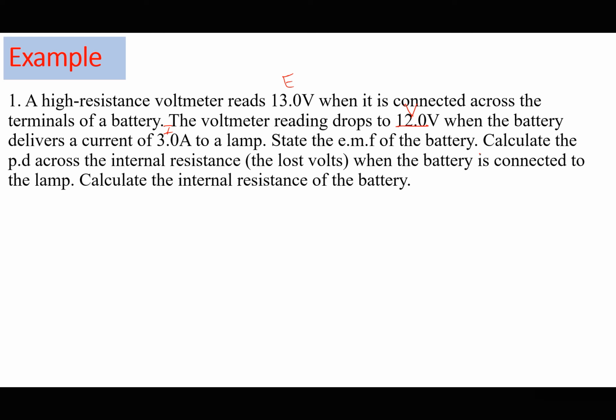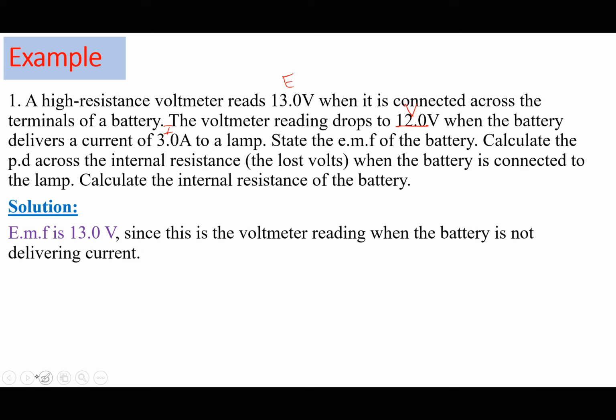State the EMF of the battery. Calculate the PD across the internal resistance, that's the lost volts, when the battery is connected to the lamp. Calculate the internal resistance of the battery. So when there is no current, the reading of the voltmeter is the EMF. And when there is a current, the reading of the voltmeter is the terminal PD. So the lost volts is the difference between those two. So that is very simple.